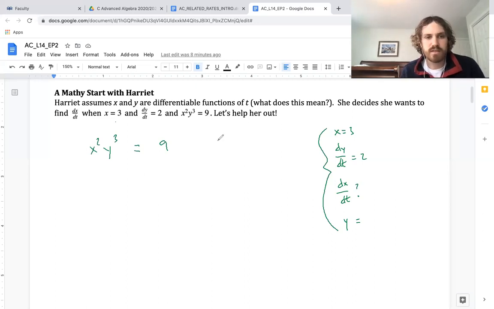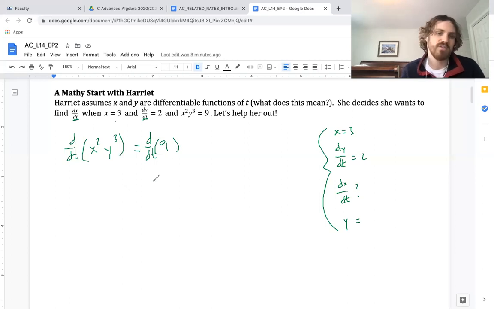Once you have those things, what you really want to do is differentiate both sides with respect to time, because again, we are dealing with a rate of change with respect to time, dy/dt and dx/dt. So we're going to do that. We're going to take d/dt of this side, and we're going to take d/dt of this side. If these things are equal, then their rates of change with respect to time should also be equal.